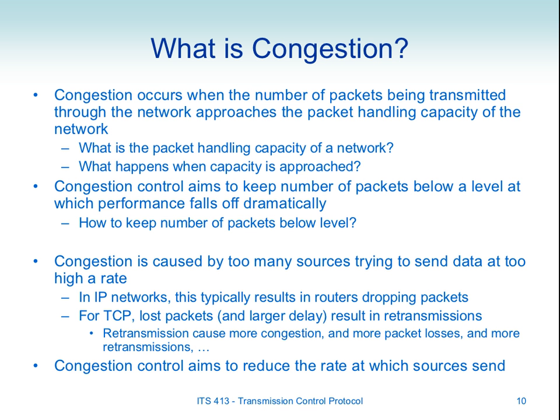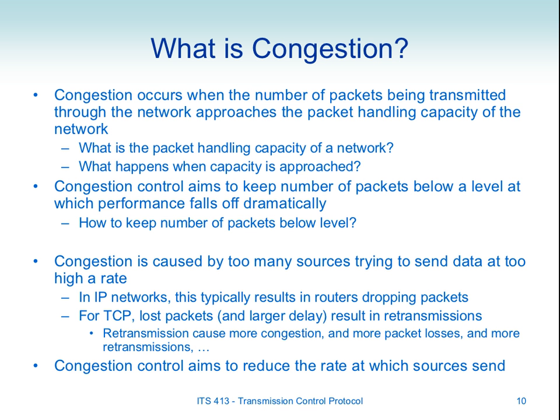What causes congestion? Too many sources trying to send data too fast. If everyone's trying to send into one router at a rate which it cannot handle, packets will be lost at that router. So in IP networks, if this happens, packets are dropped at routers. And from the perspective of TCP, if packets are dropped at routers, the segments don't get to the destination. Lost packets mean larger delay.